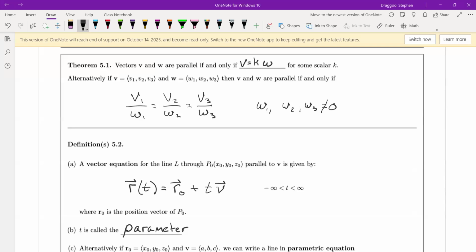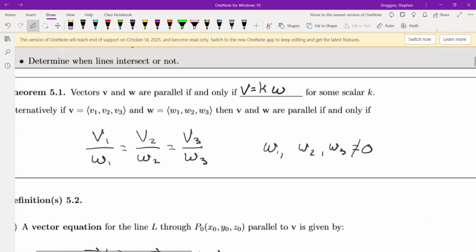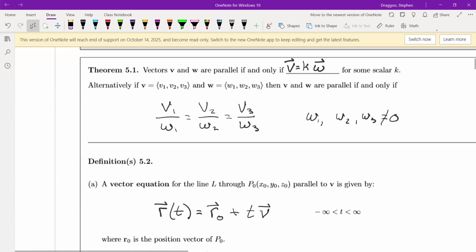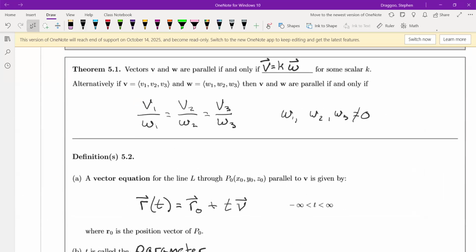It doesn't mean they can't still be parallel if one of those entries is 0. It just means the corresponding entry in the other vector would also need to be 0, and you would just ignore that ratio when you're checking it this way. Again, the most proper way would be to use the top definition: v equals k times w for some scalar k. And I can see I forgot some hats on those vectors, so I'm going to add them back in, doing my very best to emphasize that something's a vector whenever it's a vector.